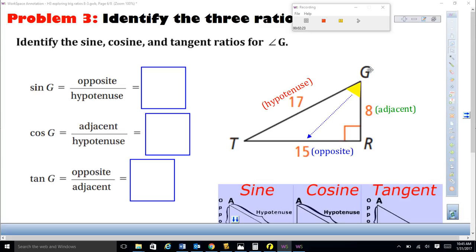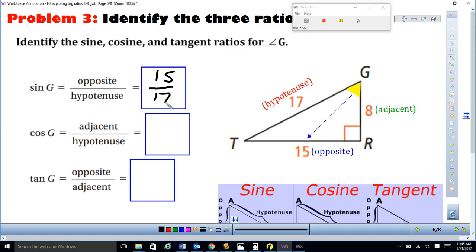So identifying the sine, cosine, and tangent ratios for angle G. Sine of G is our opposite divided by our hypotenuse. It's the ratio between opposite and hypotenuse. So I would take my opposite and divide it by my hypotenuse. So my ratio is 15 over 17.